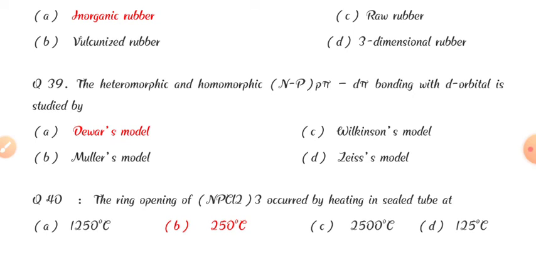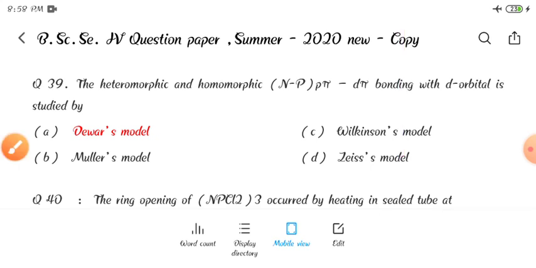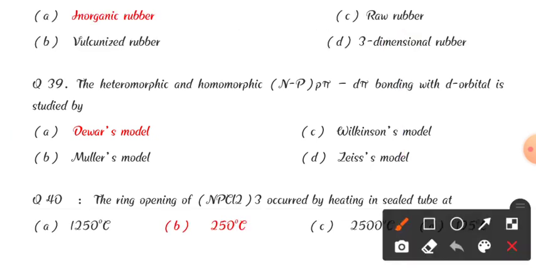So the last question: the ring opening of N3P3Cl6 occurs by heating in a sealed tube at 250 degrees Celsius. Friends, option B is the correct answer, 250 degrees Celsius.